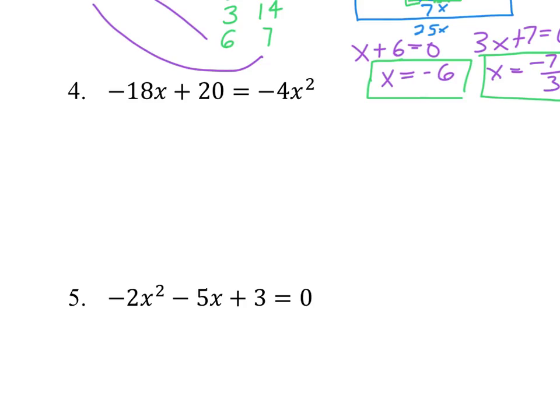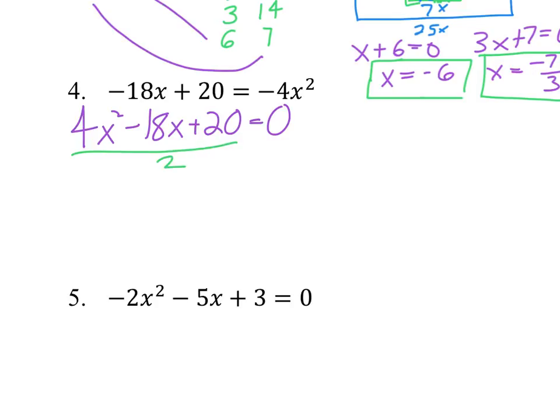Here we go with number 4. I prefer having my x squared positive, so I would add that 4x squared to both sides. So I would have 4x squared minus 18x plus 20, and that will equal 0. Now, notice 4, 18, and 20 have a common factor of 2, so what I'm going to do is divide by 2 just to get those values to be a bit smaller.